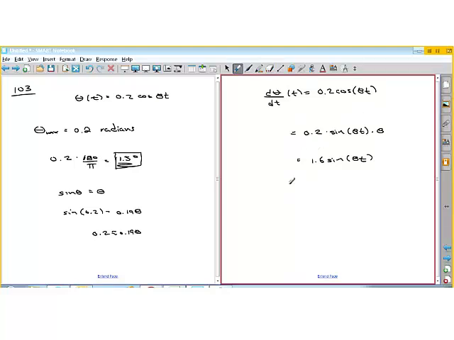Okay, now, so that's the rate of change. So all we have to do for the second part is easy. We just plug in t equals 3. So at t equals 3 seconds, the rate of change in the angle with respect to time is equal to 1.6 times the sine of 8 times 3. And you just plug it in your calculator. Just make sure it's in radians. So you get 1.6 times the sine of 24. And I get negative 1.45 radians per second. That's the rate of change in theta with respect to time.